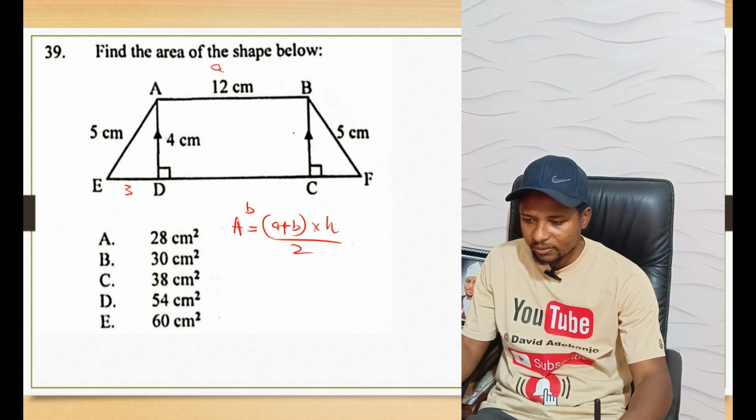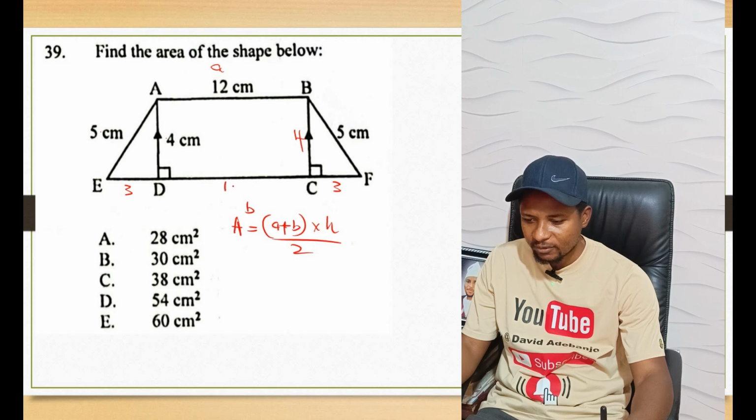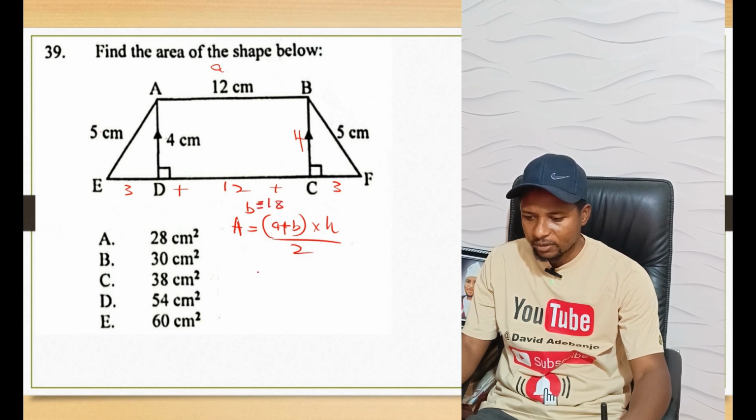And the same thing is applicable here because we know here is 4, so here is also 3. And opposite sides of a rectangle are equal. So if AB is 12, DC will also be 12. So in total, you have 3 plus 12 plus 3. 3 plus 12, 15, plus 3, that's 18. So therefore, B is what? 18. B is 18.